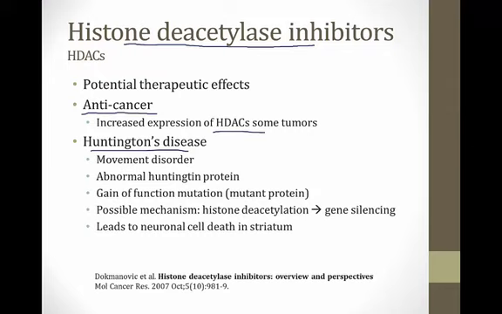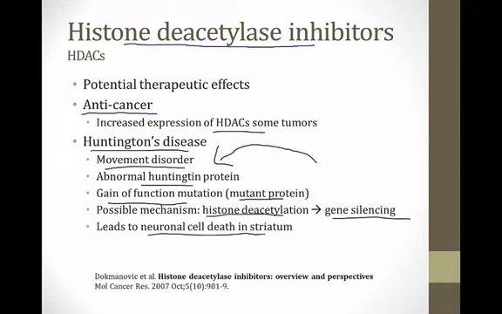Huntington's disease is also a disorder where histone acetylation may play a role. I discussed this in the neurology modules. It's a movement disorder where patients have an abnormal protein called the Huntington protein. This is a gain of function disease. There's a mutant protein that is overactive, and one of the possible mechanisms by which this Huntington protein becomes overactive is through histone deacetylation, which silences genes that should control the Huntington protein. It's thought that this may lead to neuron death in the striatum. So there are histone deacetylase drugs being studied for treatment of Huntington's disease.